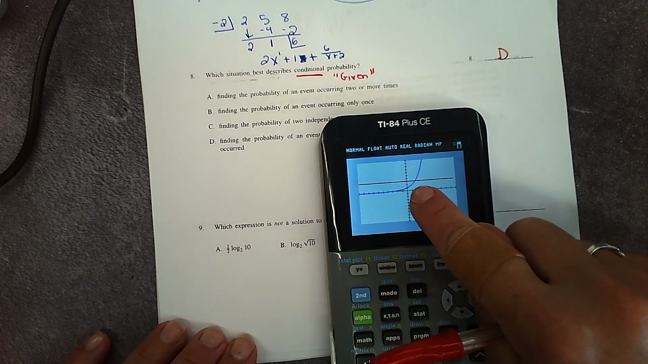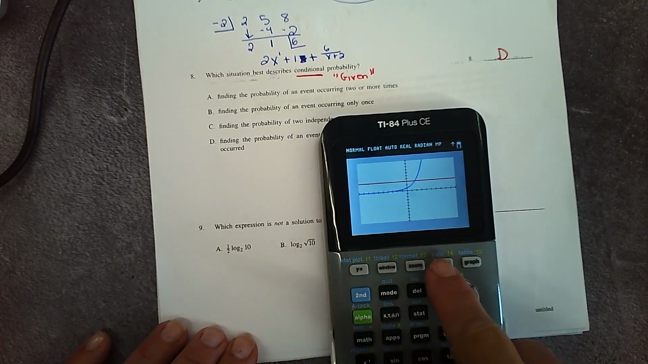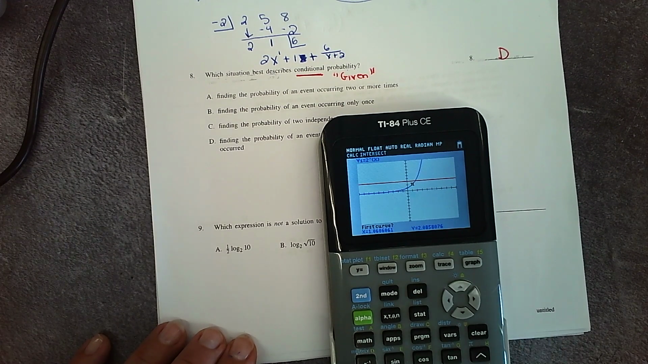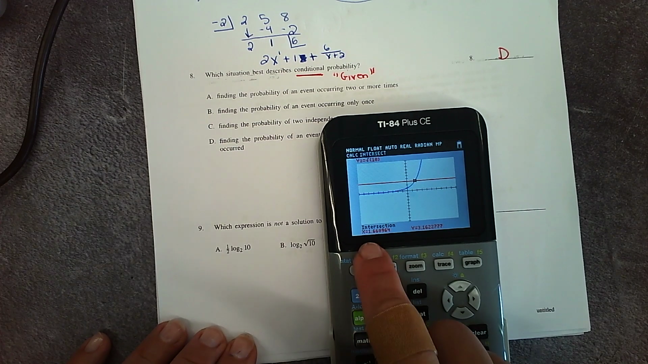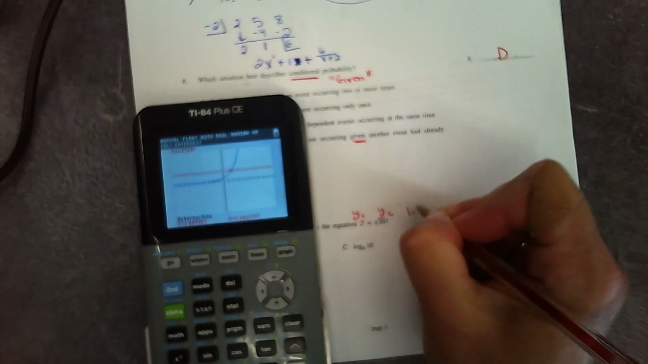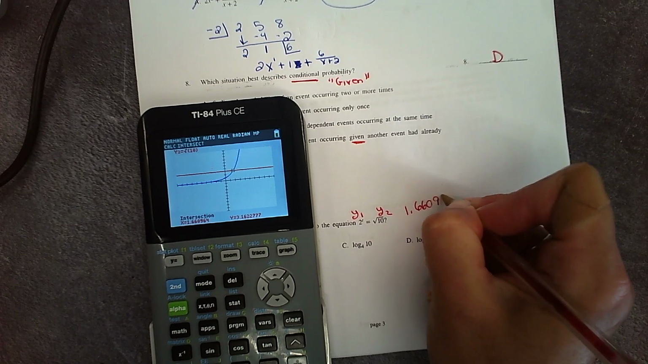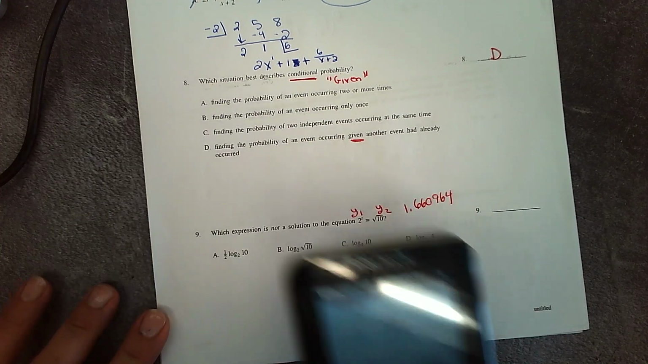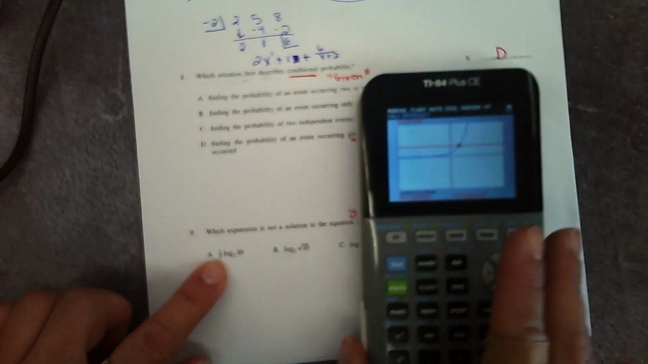All right, so I have to find the intersection point. So I'm going to do second trace, 5 for intersect, kind of walk over there, and I'm going to hit enter 3 times. 1, 2, 3. So it's 1.66. I'm going to write that whole thing down. 1.660964. So I'm looking for which of these choices now makes the same thing.